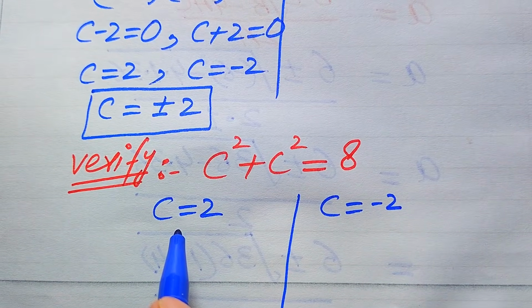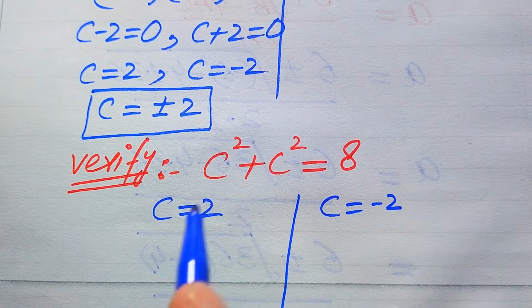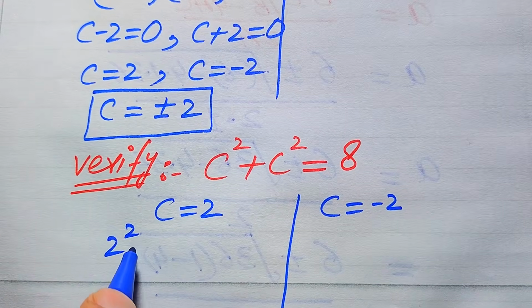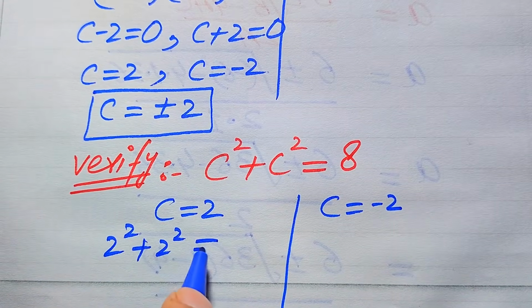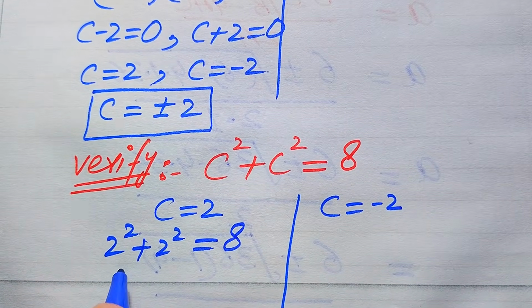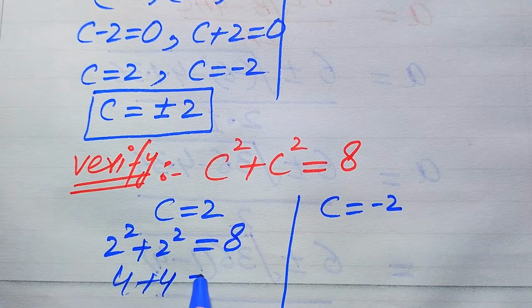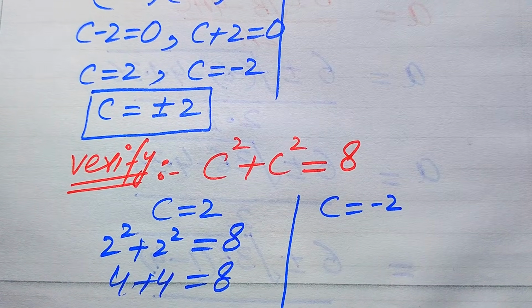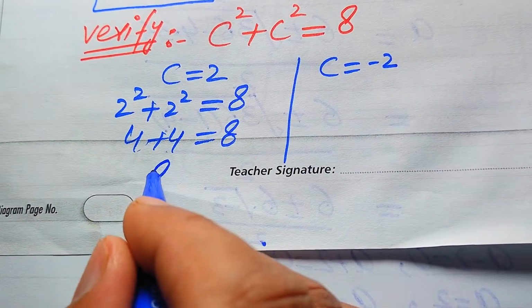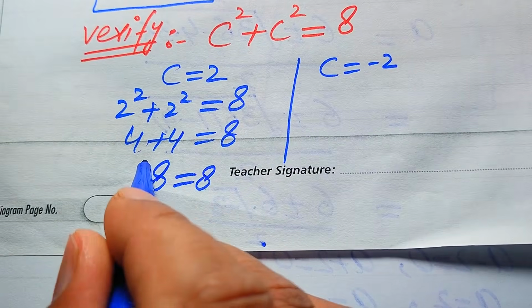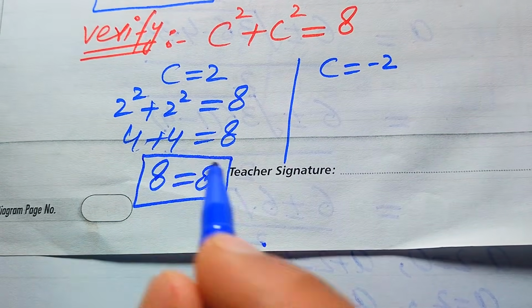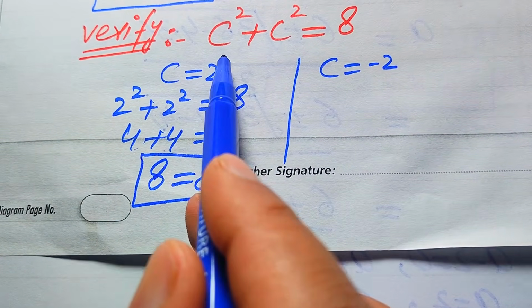So when we put c is equals to 2 into the left hand side, it becomes 2 square plus 2 square equals to 8, and we obtain 4 plus 4 equals to 8. And 4 plus 4 becomes 8 equals to 8. This shows that both of the sides are equal when we choose c is equals to plus 2.